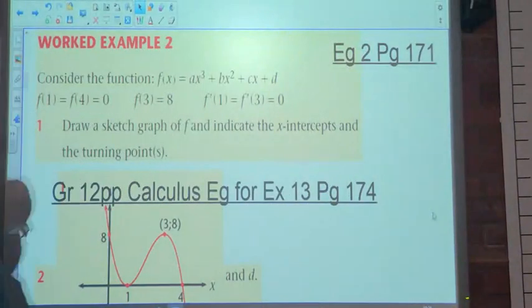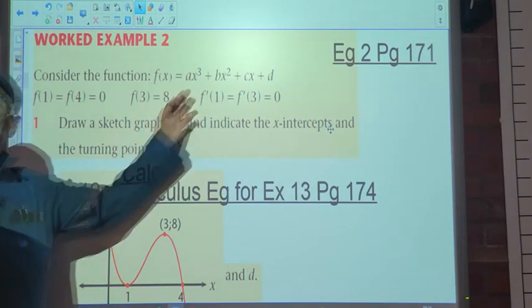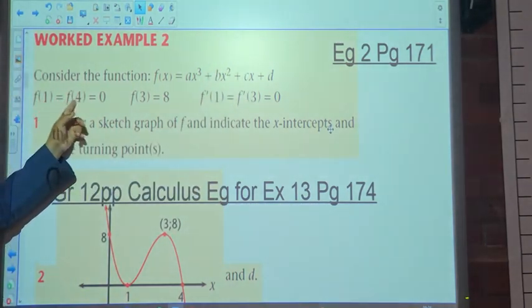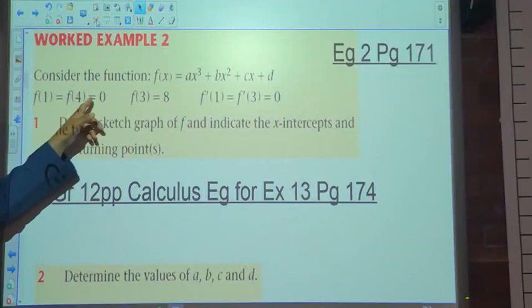In example 2 we are told, consider the function f of x equal to ax cubed plus bx squared plus cx plus d. Again, that's a standard form of a cubic function. We are told that f of 1 is equal to f of 4 is equal to 0.